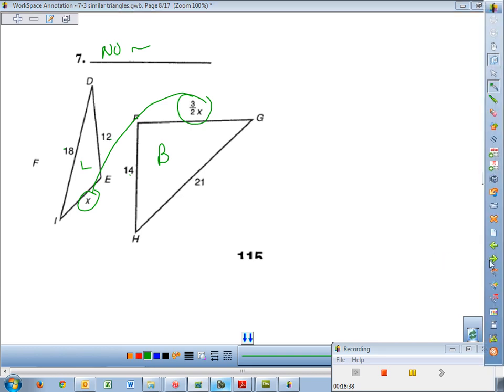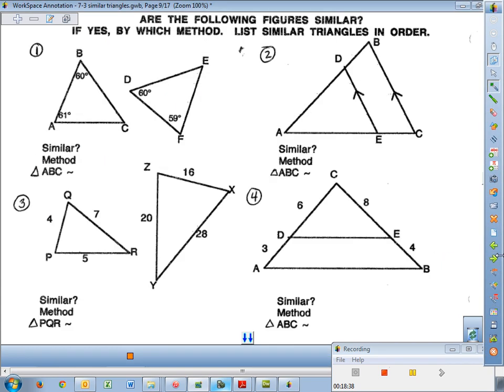Can't assume anything. Backside. Are the following figures similar? If yes, by which method? List the similar triangles in order. Let's do number 1. I'll let you look around at it. See what you think with the PAL.